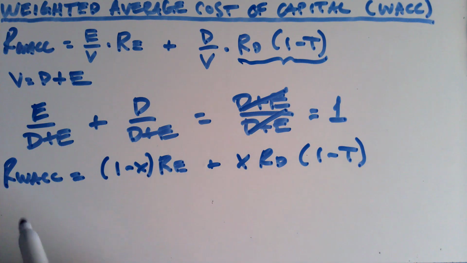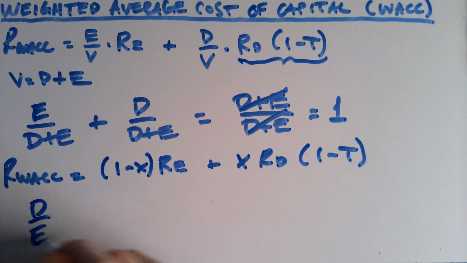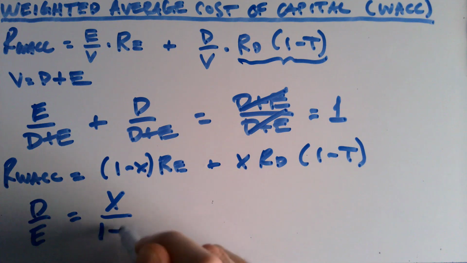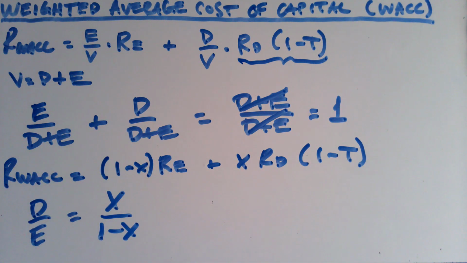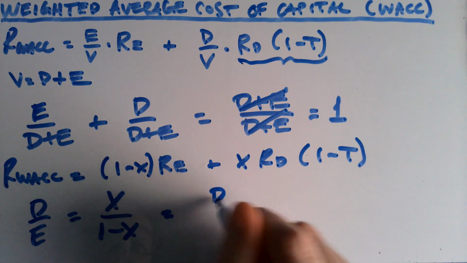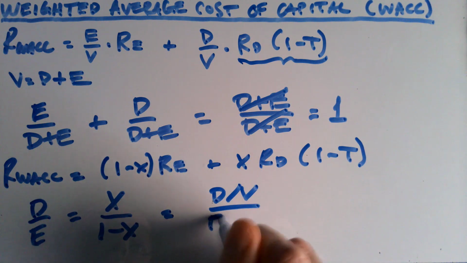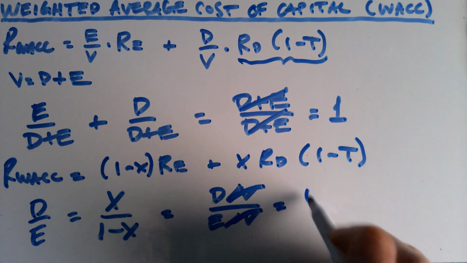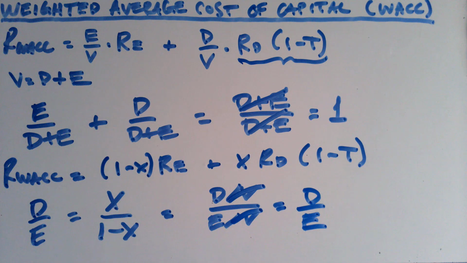And we could actually find the debt-to-equity ratio here would just be equal to x divided by 1 minus x. Let's see why that's true. It would be equal to D over V divided by E over V. And what happens is these V's cancel out and just leave us with D over E. And sometimes if a professor is feeling extraordinarily cruel, they will ask for this debt-to-equity ratio, and all you have to do is take this thing one more step and you can get there.